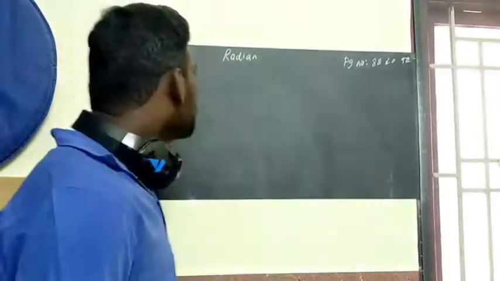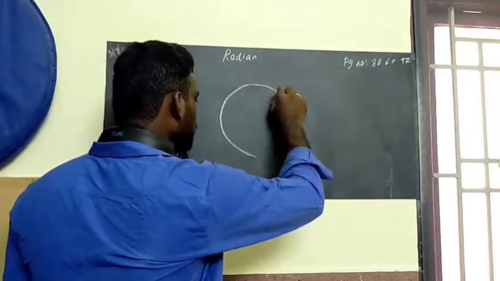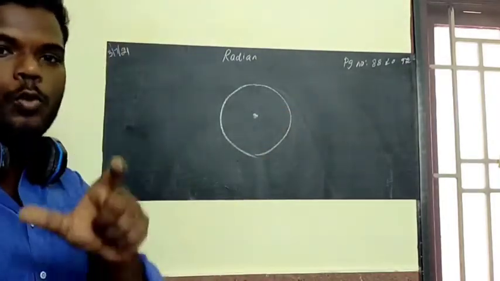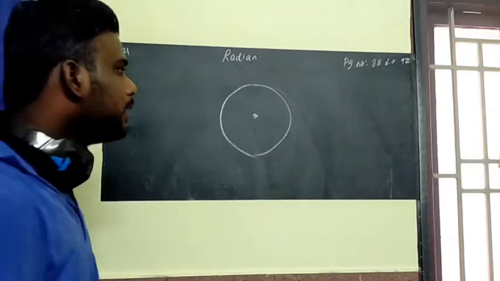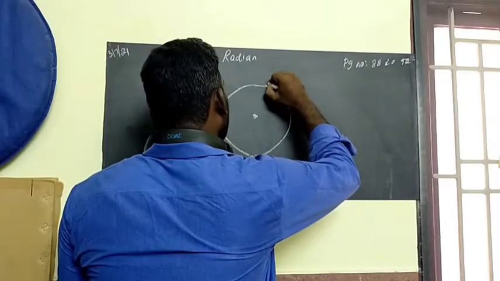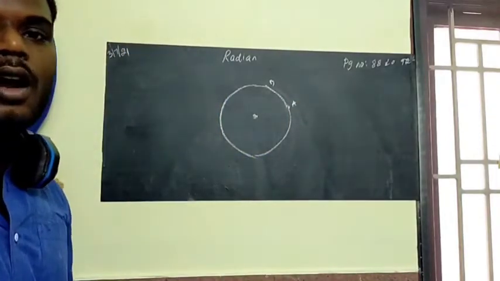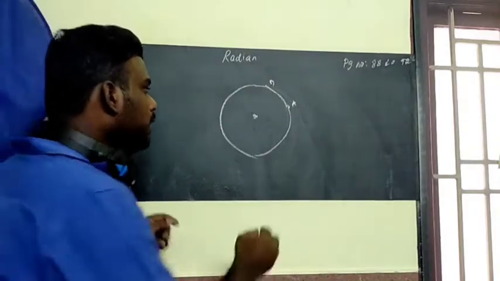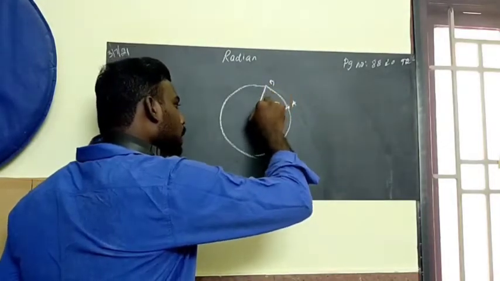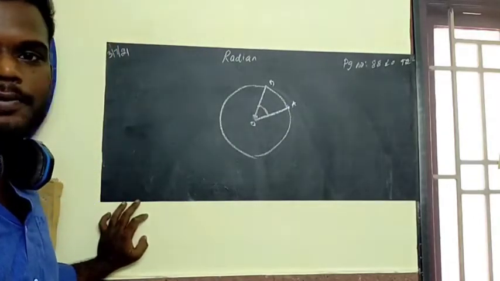Is that clear? So first of all, let me tell you, we can take a circle. We have a center. I am choosing 2 points in a circular path. This is one point A, and this is the other point B. So this AB is called the arc length, or circular arc. If you join A to point O, and join B to point O, you can see an angle is forming. Is that clear?